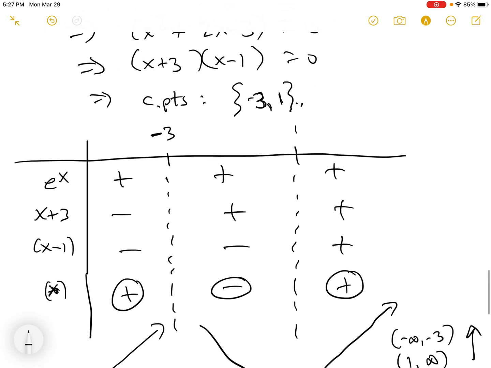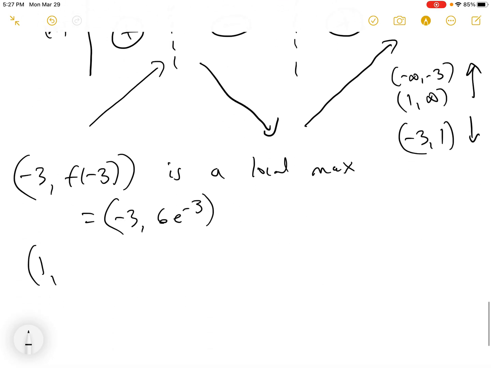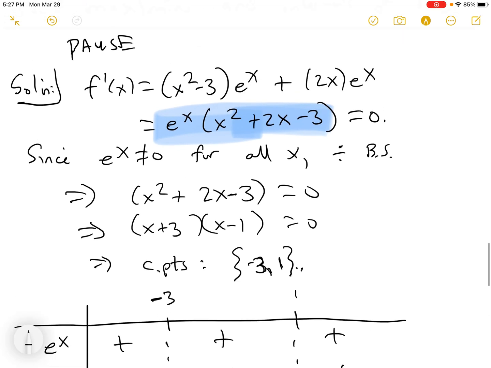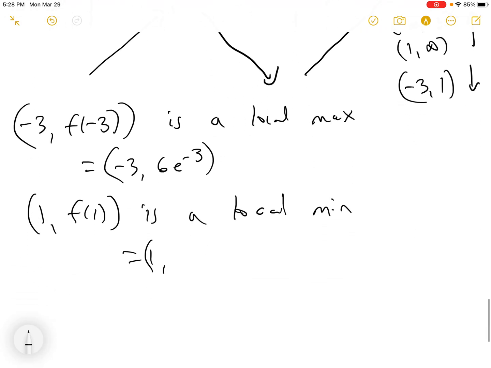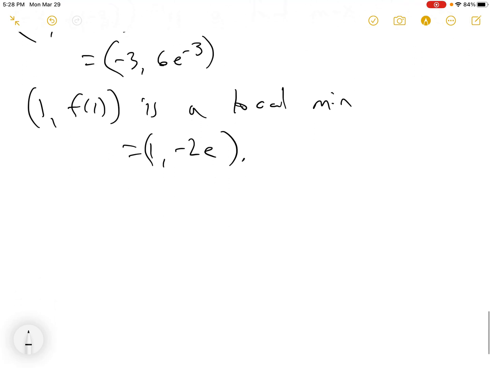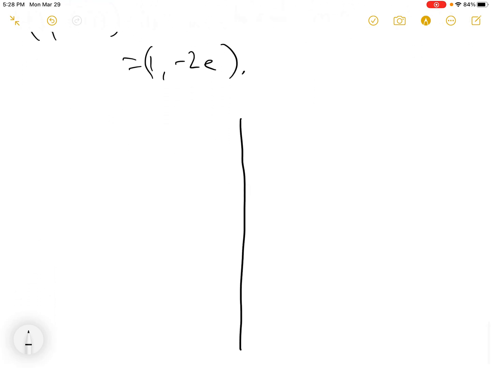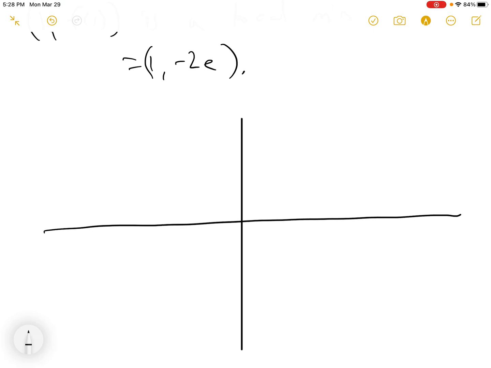And then one, comma, f of 1 is a local min. And what's f of 1? f of 1 is -2e. All right, well, the next section is about concavity and sketching curves, but I think we can muck around and get our hands on this, see where these points lie. So let's try and graph this thing. And we'll get better as the week goes on at graphing.